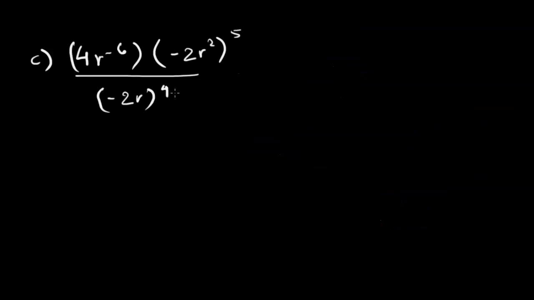Another example of a complex problem could be 4r to the power of -6 times -2r squared, whole thing has a power of 5, over -2r, whole thing has a power of 4. Now here this -6 is just the power on r, whereas this 5 is a power on the entire bracket. So the first step is to individualize the power. Here we can write 4 times r to the power of -6, and in this case we can bring this power on both r as well as 2.